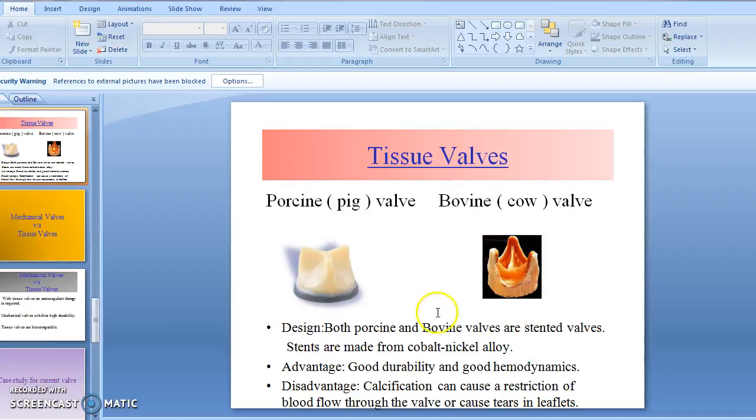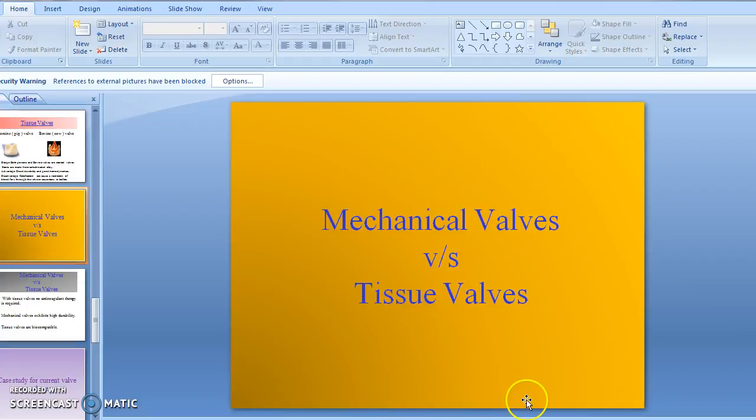And the next type comes to be the tissue walls. So mainly there are two types. One is the porcine wall and the bovine wall, and they are mainly stented walls. The stents are mainly made of cobalt nickel alloy. The major advantages of the tissue walls are they have good durability and good hemodynamics, and the major limitations are it allows calcification, that is nothing but the restriction of the blood flow due to the accumulation of calcium at a particular point in the heart walls.